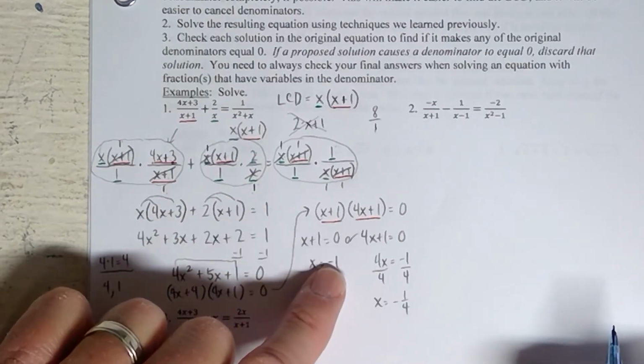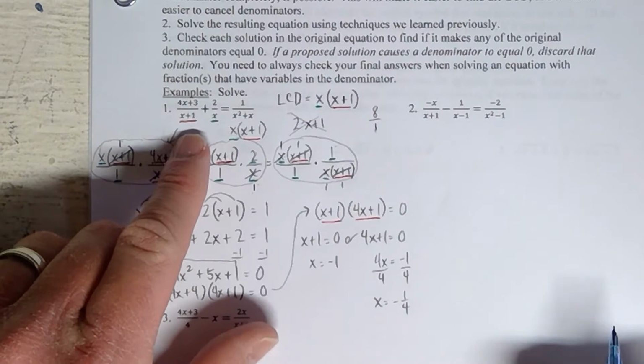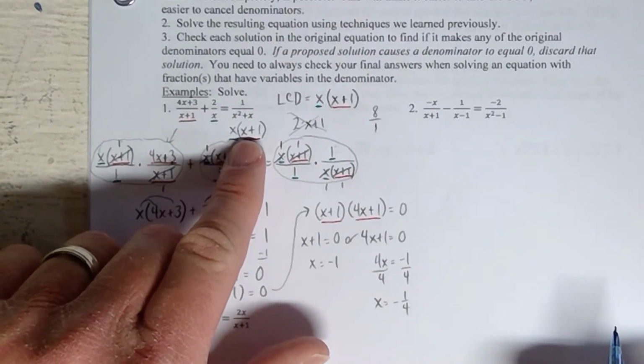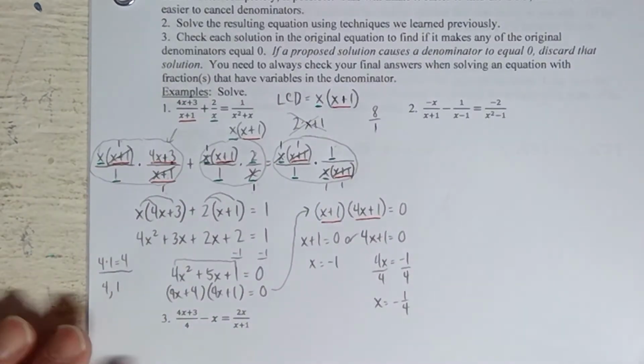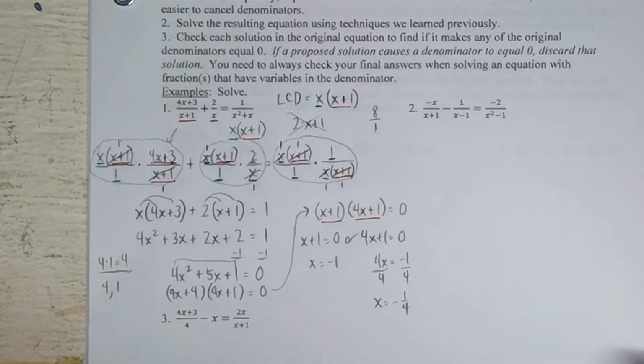Negative 1. What you do is you plug it into the denominators, all three of them, and if any one of them is equal to 0, then that's not an answer, because you can never have a 0 denominator. When you divide something by 0, which is what it means when you have a 0 denominator, there's no answer for that. Dividing by 0 is impossible. If I say what's 3 divided by 0, there's no answer for that.